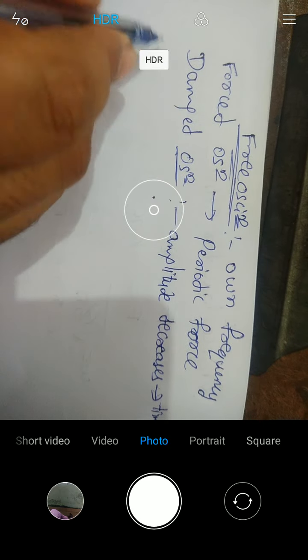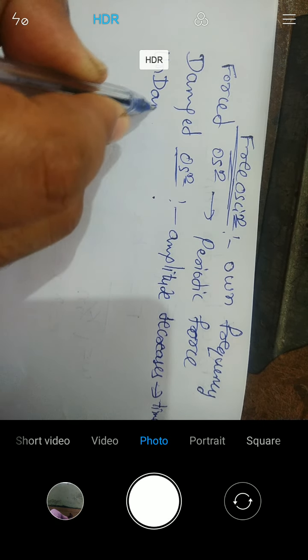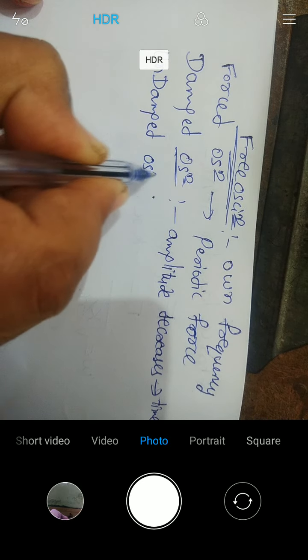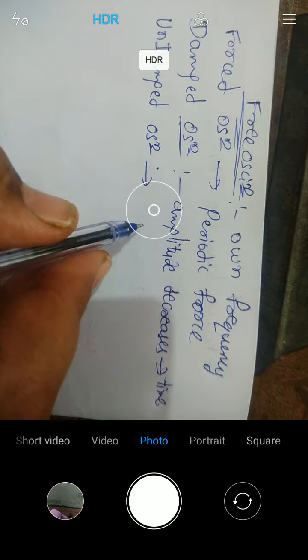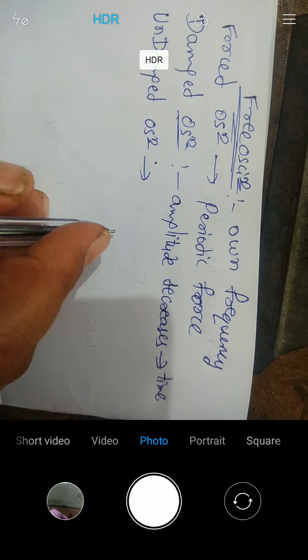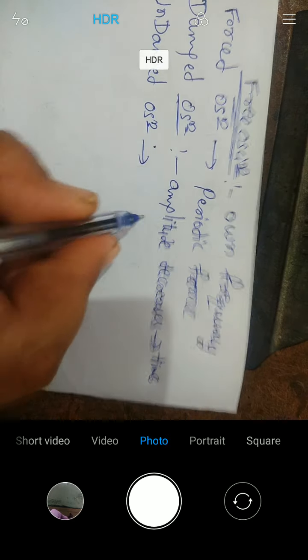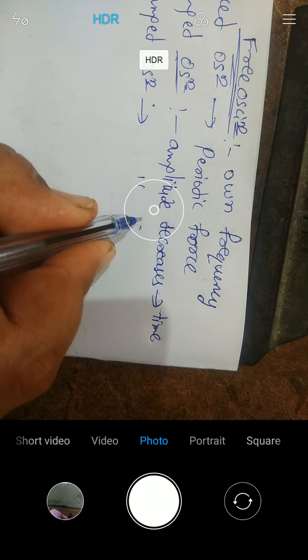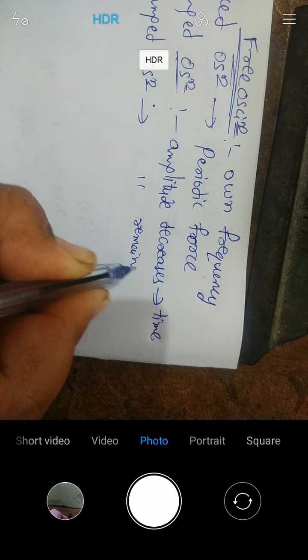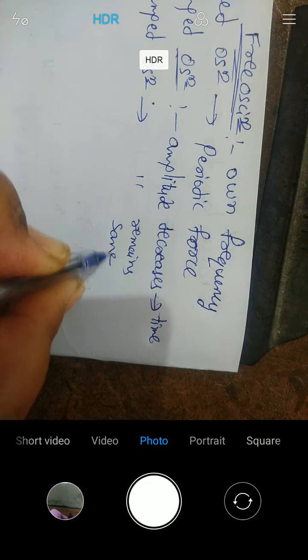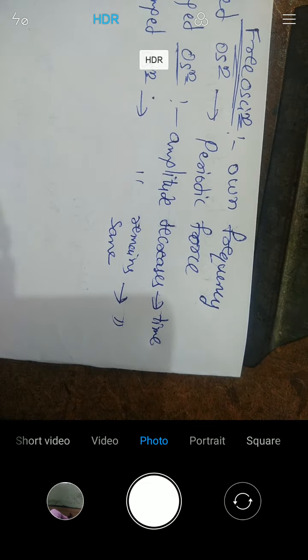Next one, undamped oscillation. What is meant by undamped oscillation? These are the oscillations in which the amplitude of the object remains the same with time. The example for undamped oscillation is the oscillation of the bob of a simple pendulum in vacuum.